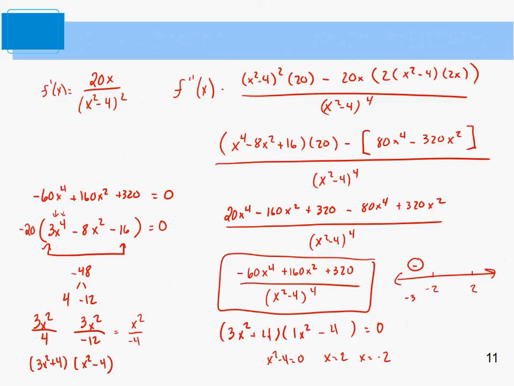Zero, zero, 320 over, well, no, negative 4 to the 4th, which is positive. So it's positive divided by positive, so it's positive.